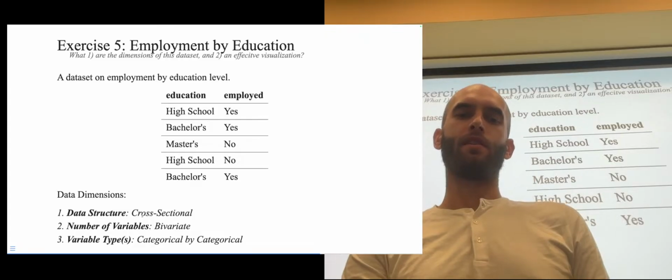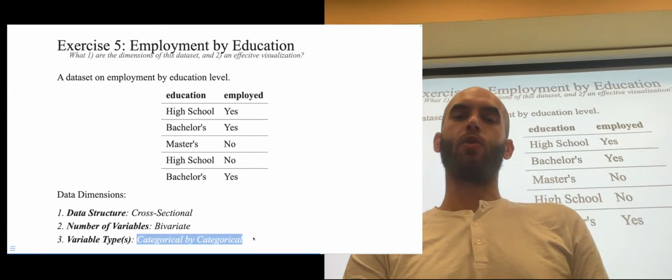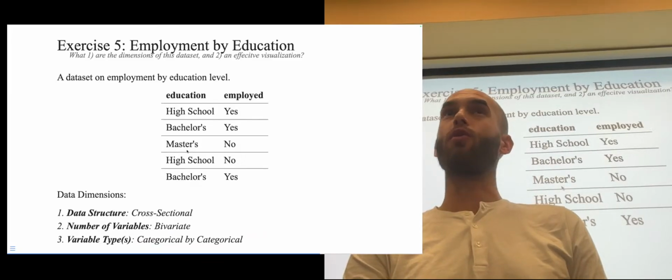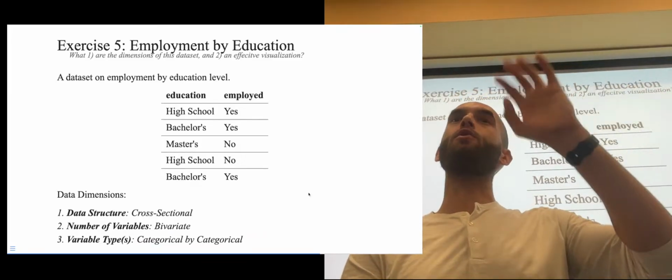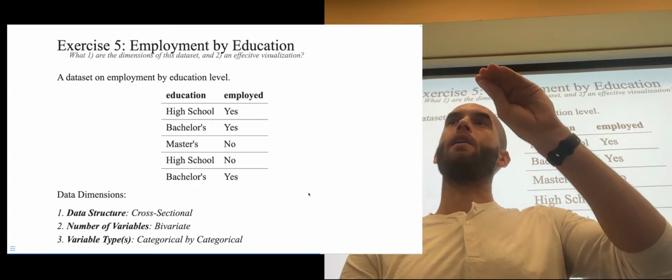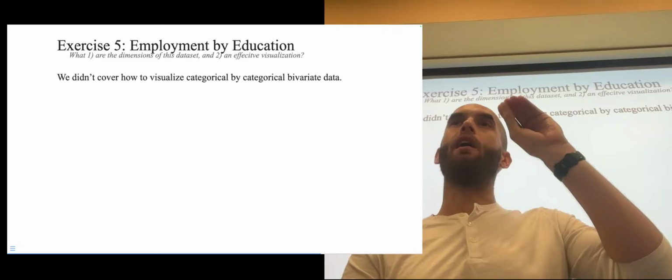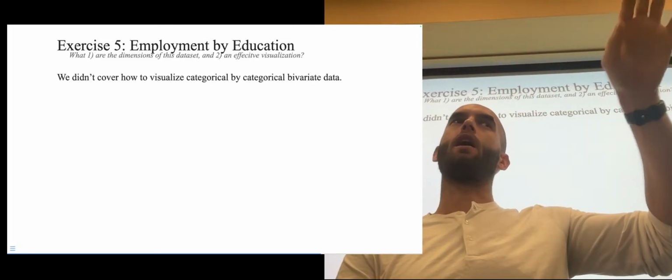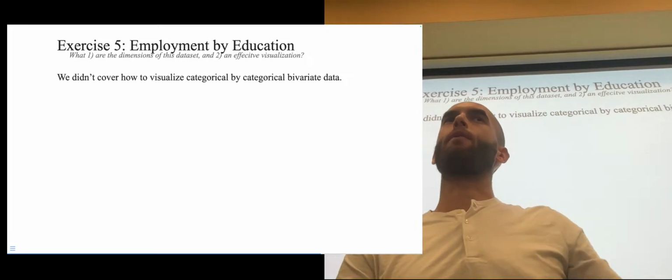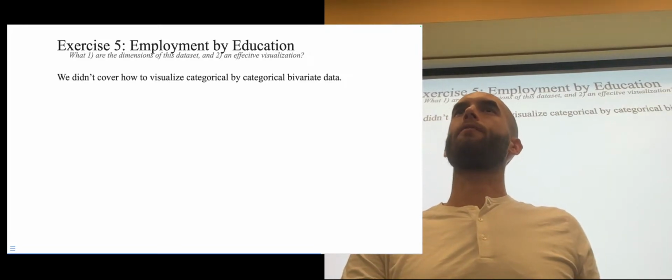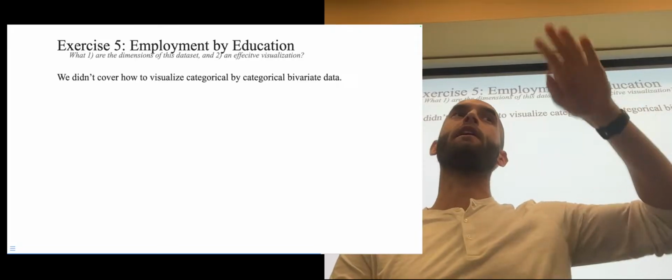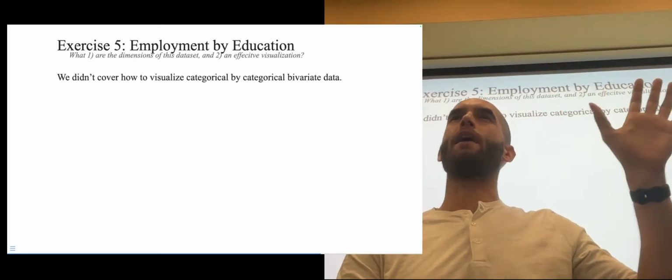This is definitely cross-sectional. It's bivariate, categorical by categorical. So these are two categorical variables. So you could classify this, I think. We haven't talked about visualizing this kind of data. I include this as an example of something that we haven't covered and I won't ask you about, at least visualizing it. You can definitely classify, but visualizing we haven't talked about.